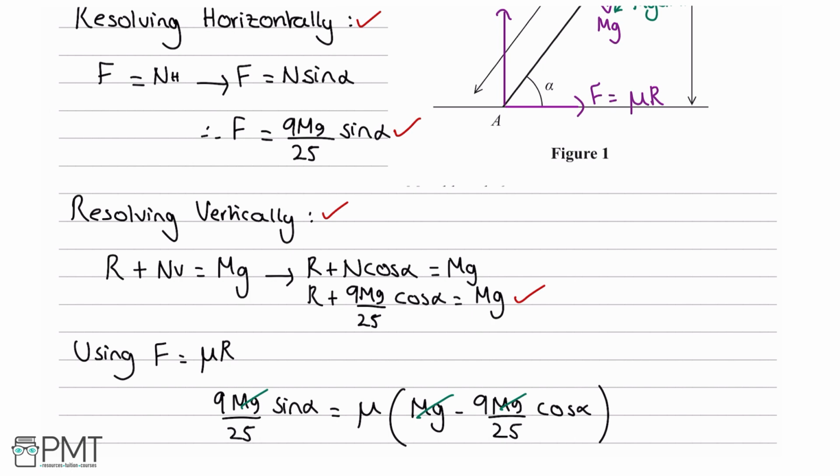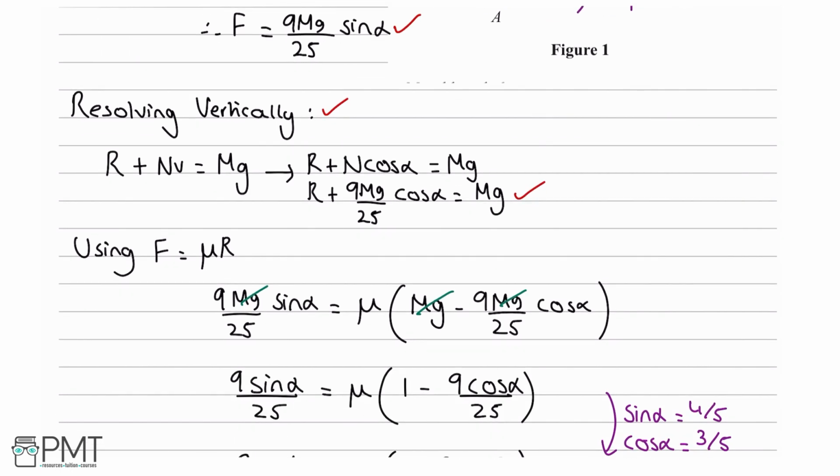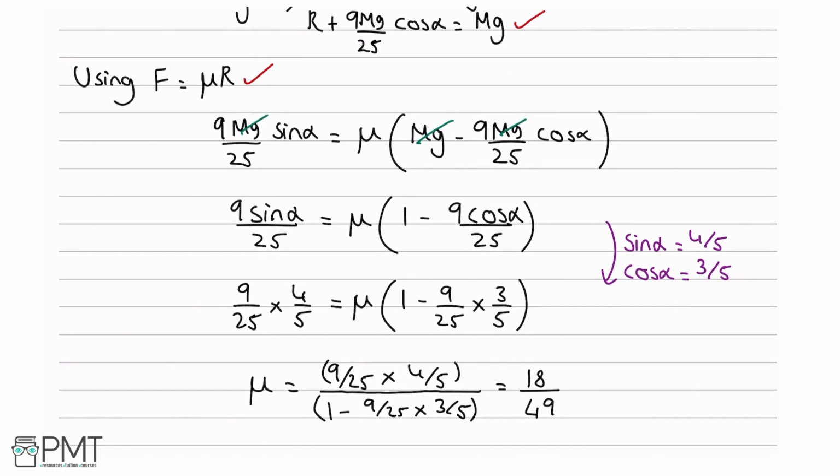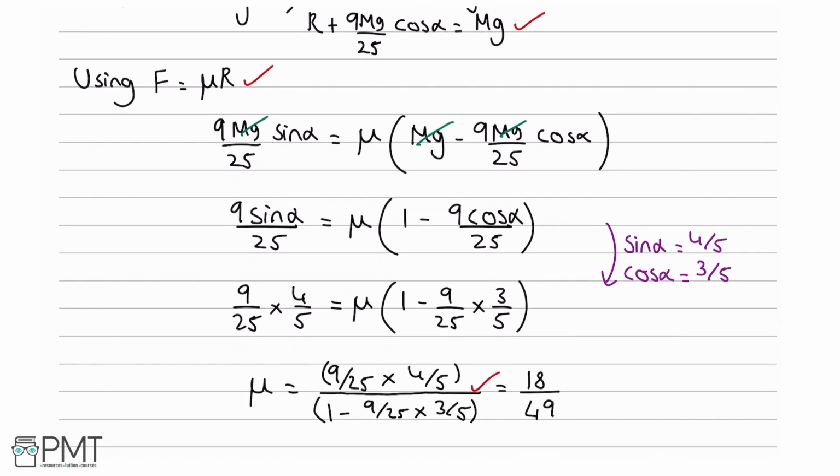Your fifth mark comes from showing somewhere that you've attempted to use that the frictional force is the coefficient of friction times your reaction force. Your sixth mark comes from eliminating your reaction force and friction and solving for mu. So we have done that from here, and we have shown some attempt to solve for mu, which is what we have down here. And your seventh and final mark comes from getting that mu is 18 over 49.